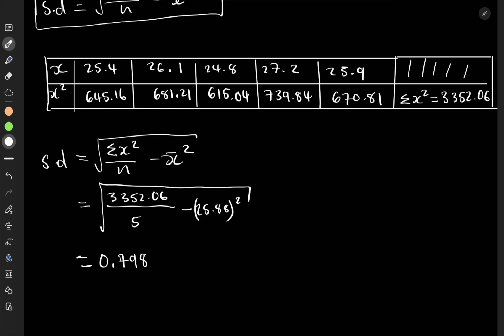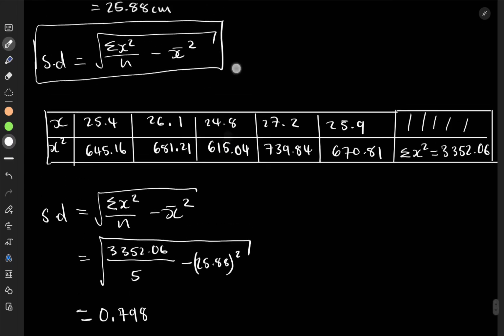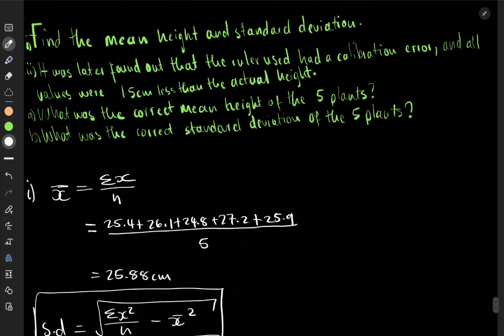Okay, now, all right, so here, all these are the solutions for mean and standard deviation. Now let's go to part 2. It says, it was later found out that the ruler used had a calibration error.